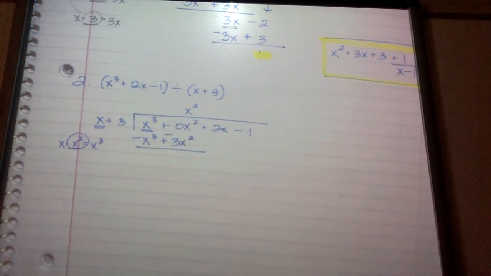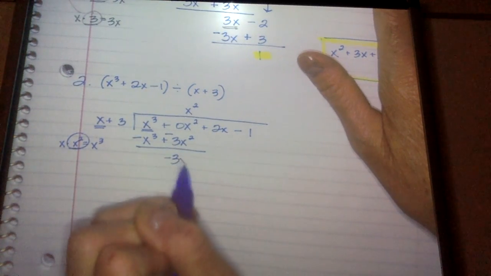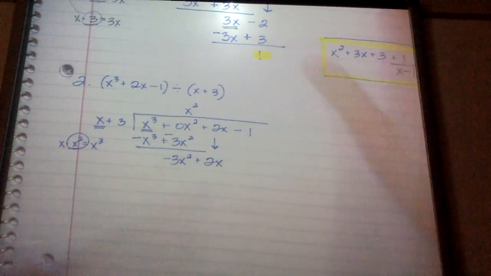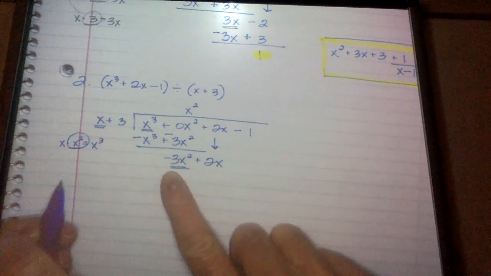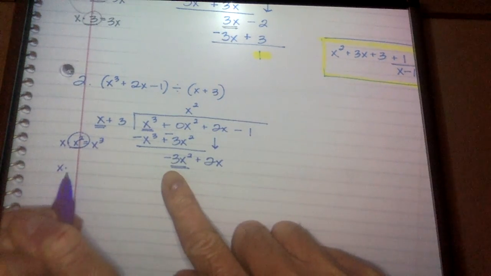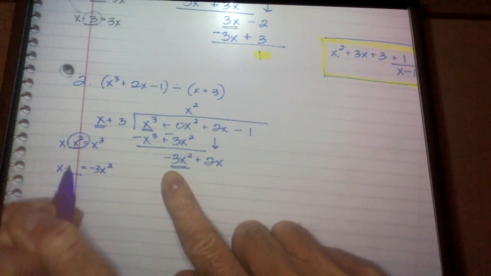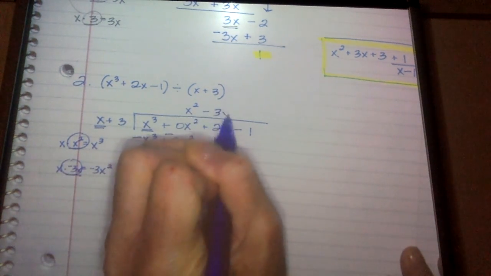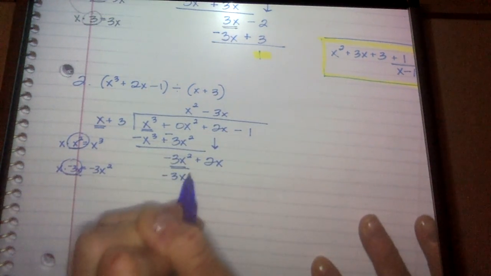Okay, so this is gone. This becomes negative 3x squared. Bring down the next term. 2x. Okay, all we care about are these first two terms. So x times what gives me negative 3x squared? Well, that would be negative 3x. So a negative 3x. Negative 3x times x is negative 3x squared.